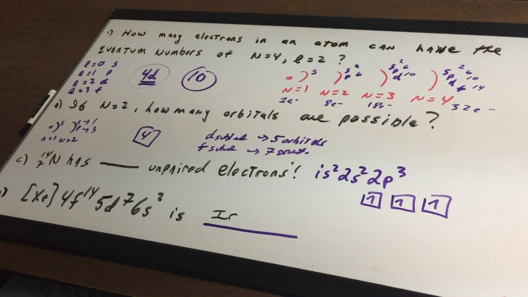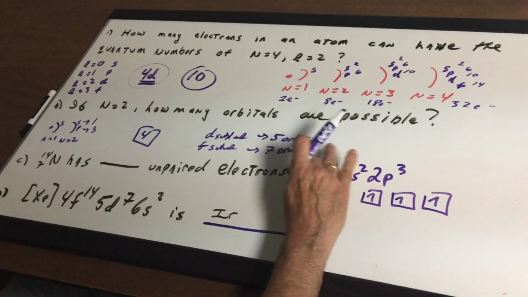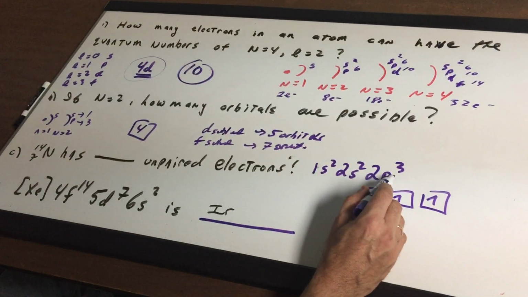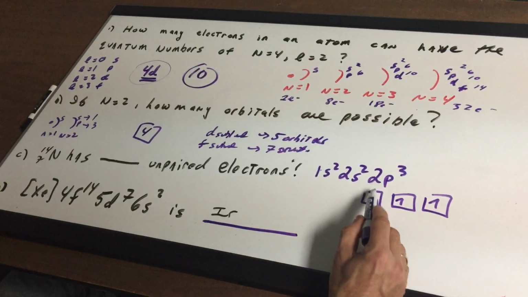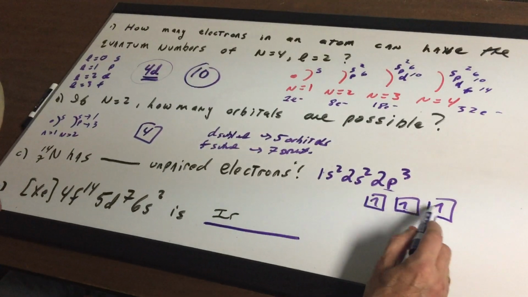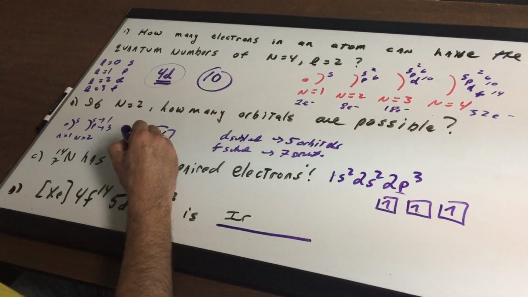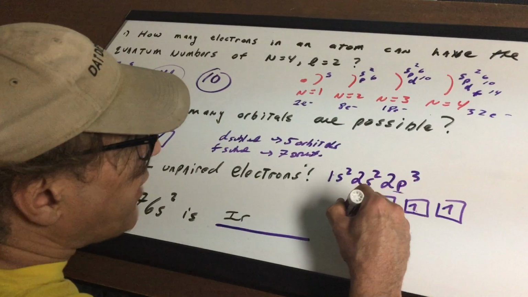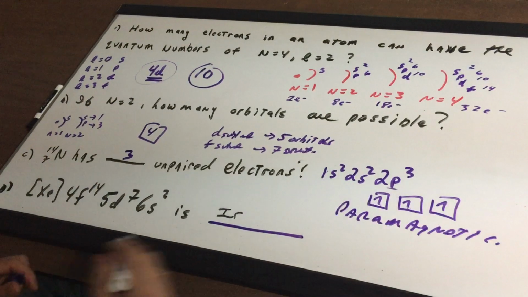Nitrogen-14, atomic number 7, has how many unpaired electrons? Well, we know there's 7 electrons, so if we write the configuration out, we have 1s2, 2s2, 2p3. As you can see, all these are filled up. These are not. This is the P sublevel, so there are 3 P orbitals, 1 electron in each, and therefore you would get 3 unpaired electrons. Don't forget, anything with unpaired electrons means that it's going to be paramagnetic.